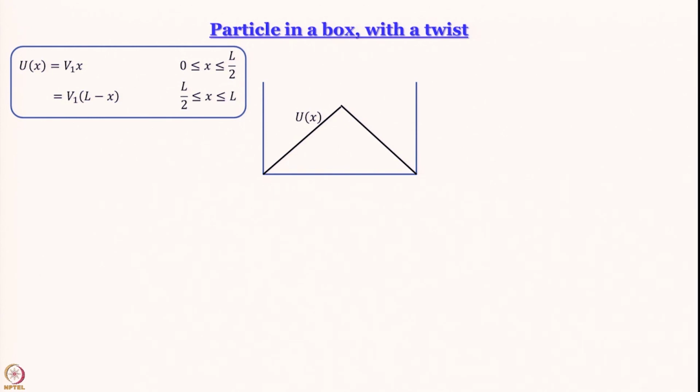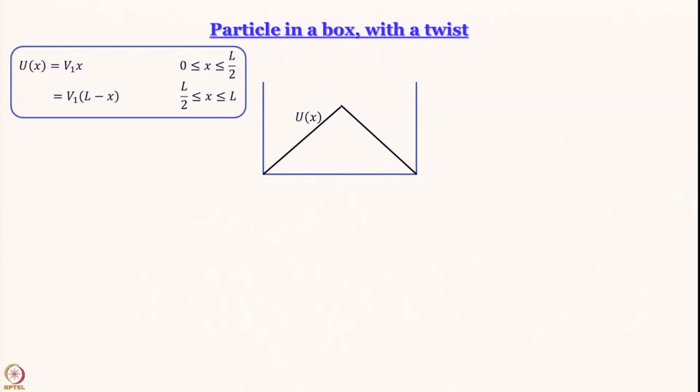What happens at x equal to L by 2? If you take the first expression, you get V1 into L by 2. If you take the second expression, then also you get V1 into L by 2, right? L minus L by 2, that is L by 2. So, there is no discontinuity in the function as such, there is a discontinuity in slope. What does the potential energy look like then? Let us say this is my particle in a box. For the first half from the left, your potential energy will be a straight line with a positive slope, V1 into x. For the second half, it will be a straight line, but with a slope that is equal in magnitude, but negative.